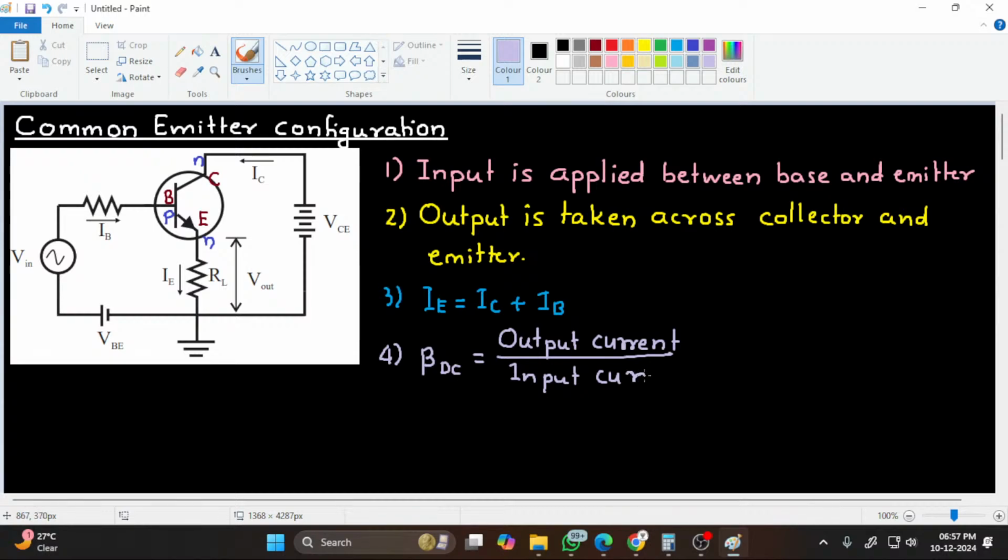तो इसमें आउटपुट करंट कितना है? आउटपुट करंट इज IC, input current is IB, so it is the ratio of IC to IB.